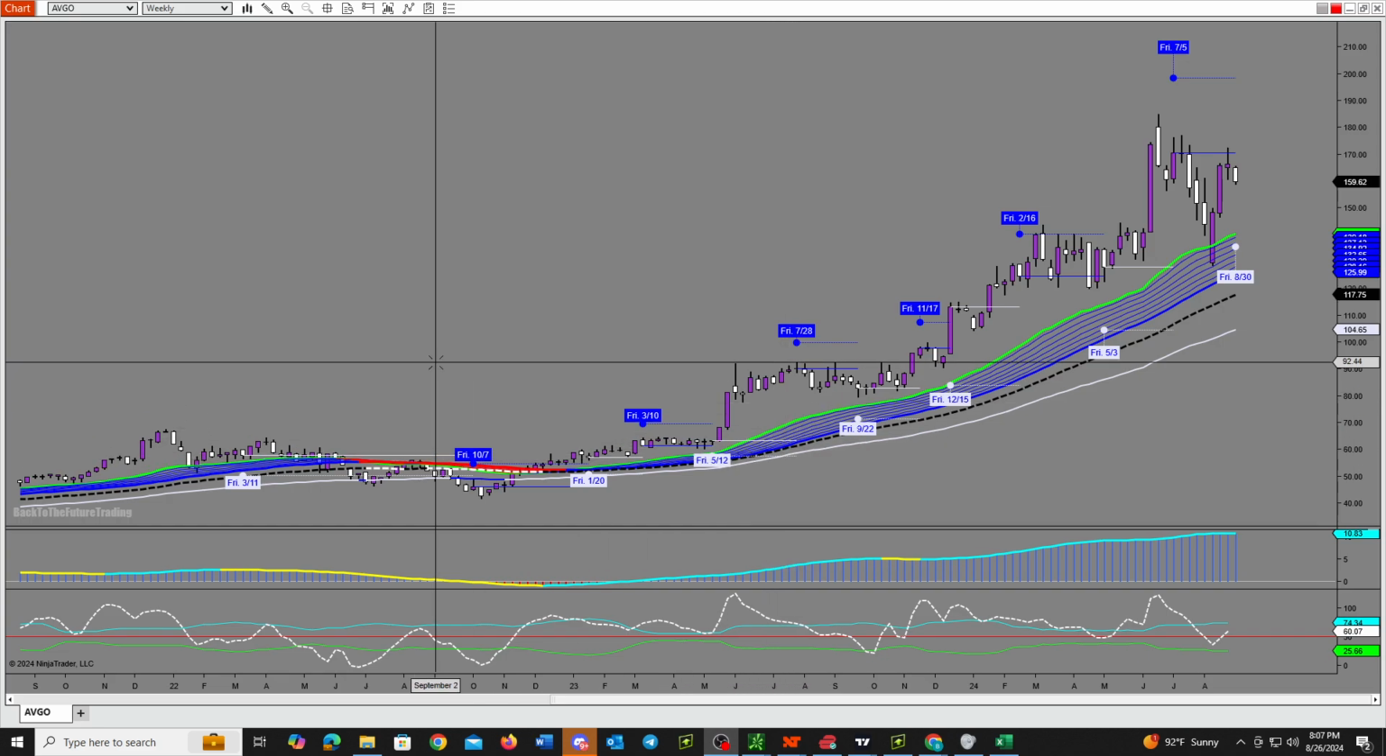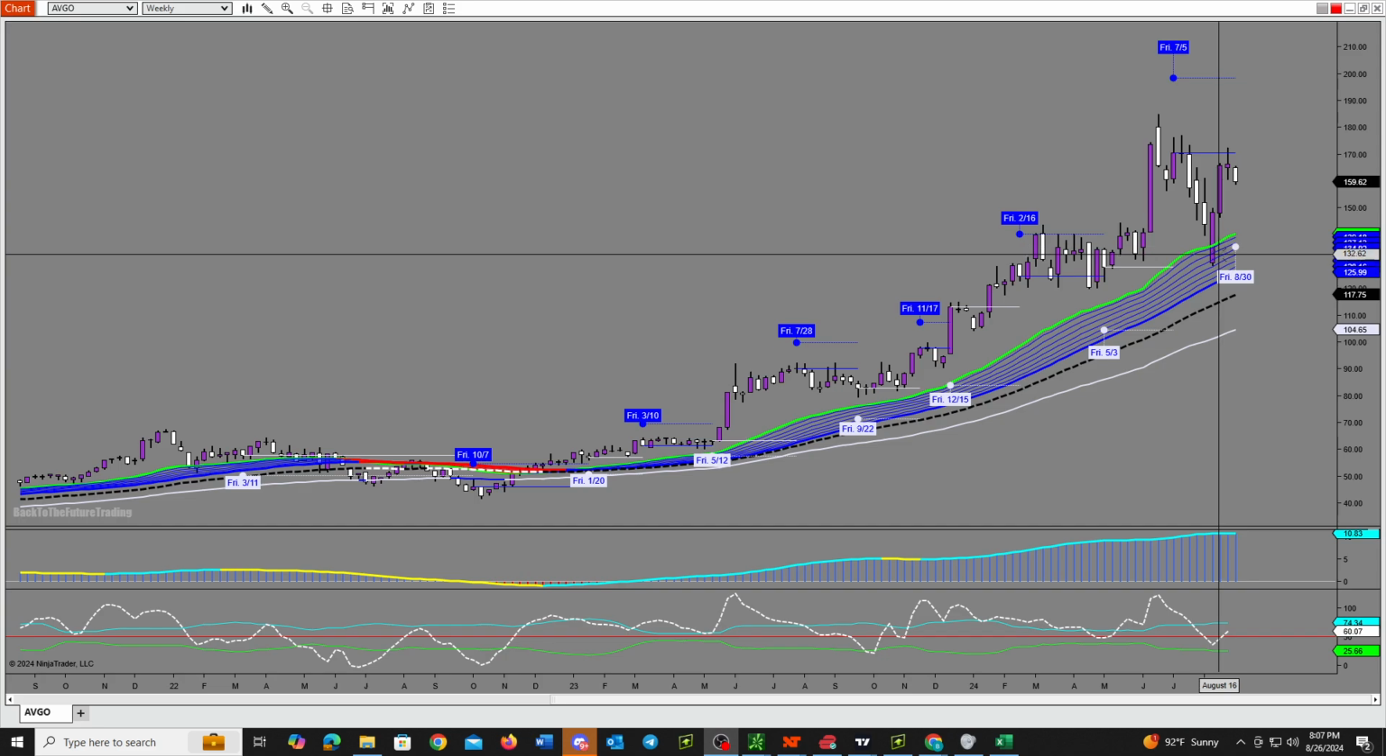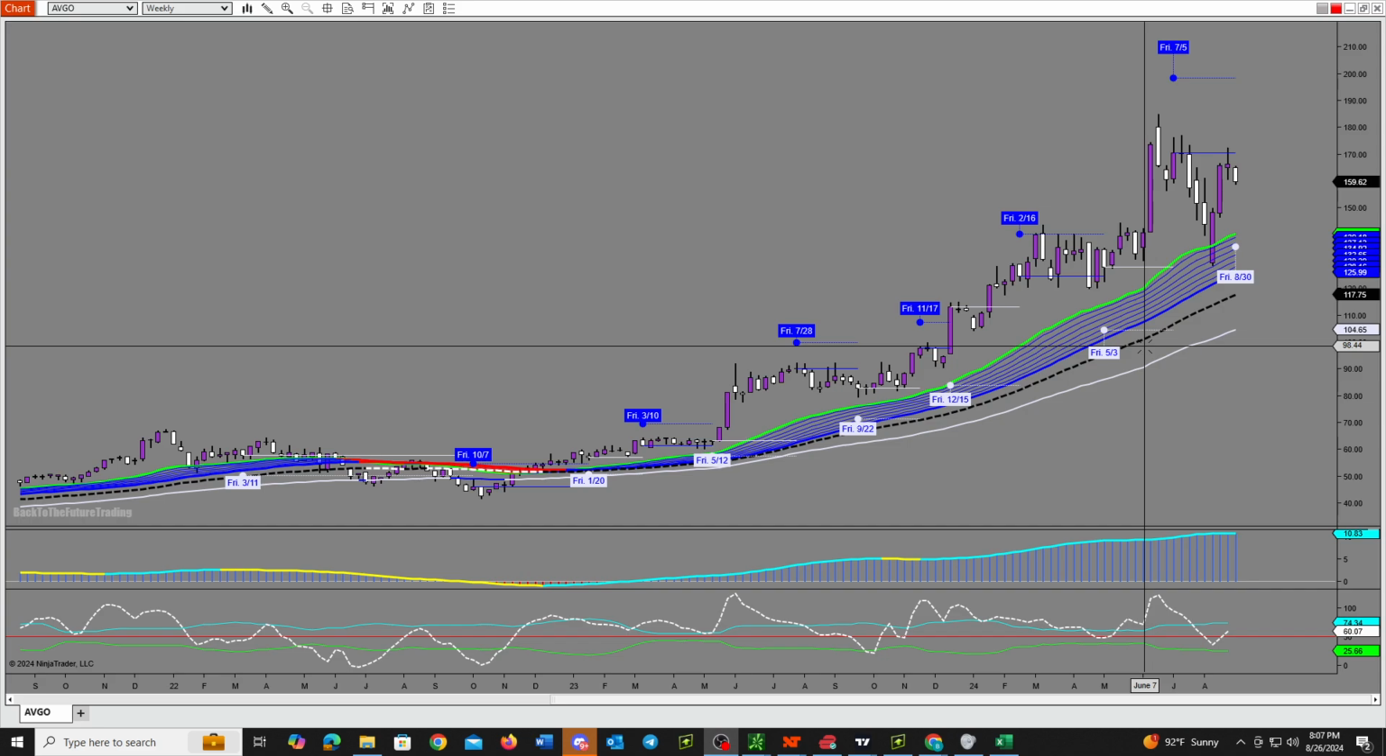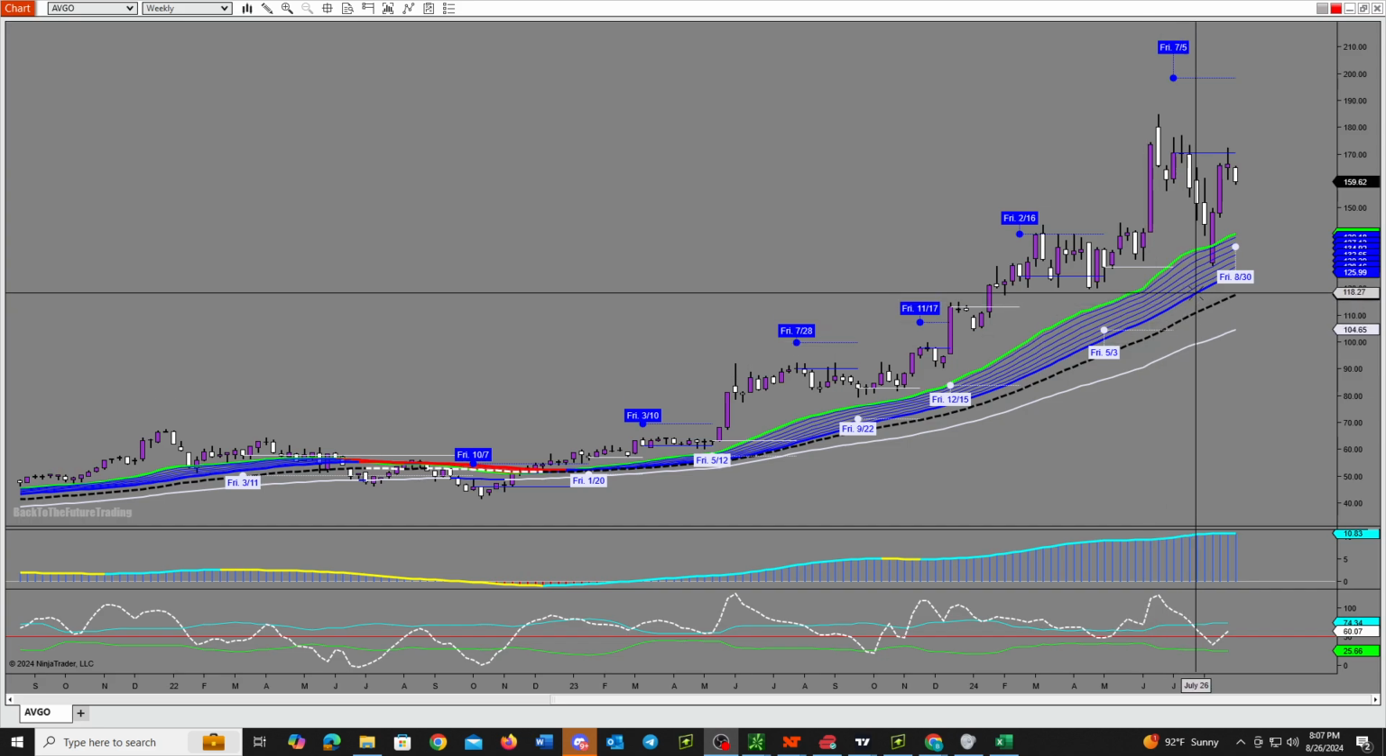So we have AVGO, and you'll see here that we've already struck in that August 5th panic. We struck the ribbon and catapulted right up. So we're still in a bullish weekly time frame.